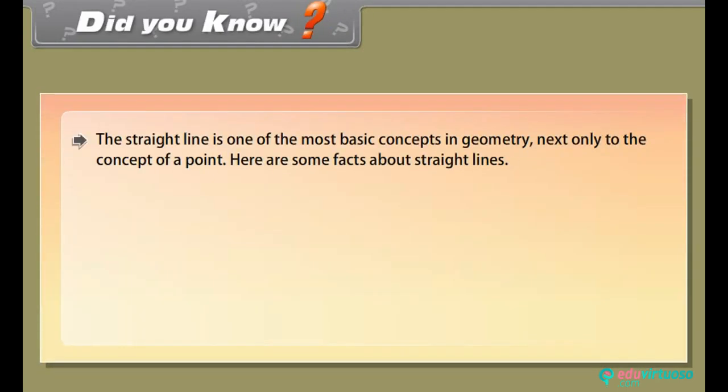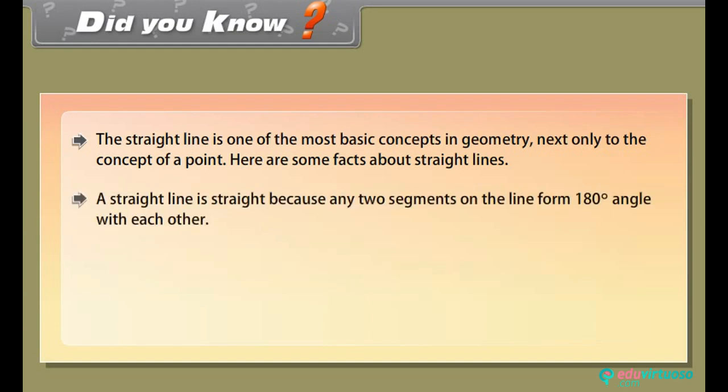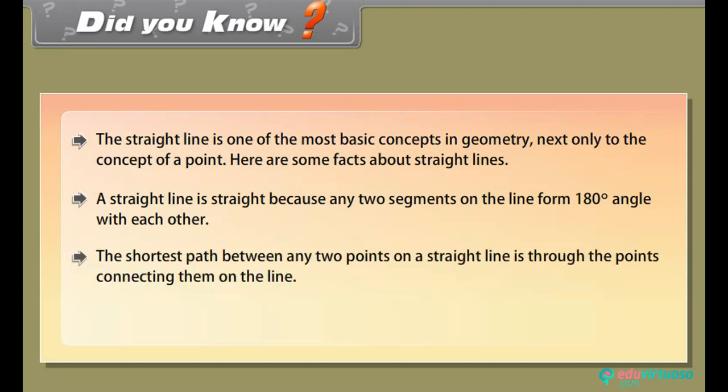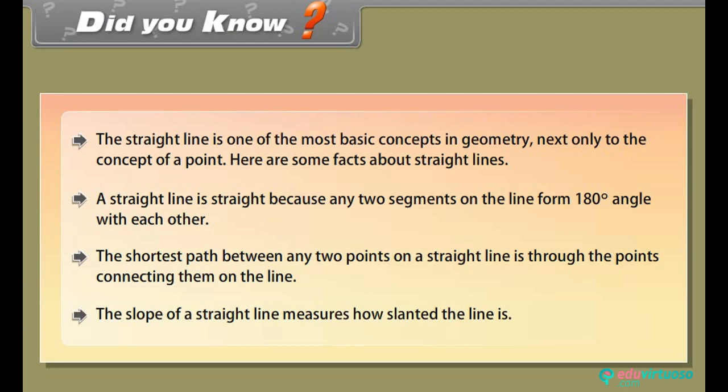Did you know? The straight line is one of the most basic concepts in geometry, next only to the concept of a point. Here are some facts about straight lines. A straight line is straight because any two segments on the line form a 180 degree angle with each other. The shortest path between any two points is the line connecting them. The slope of a straight line measures how slanted the line is. Summary.